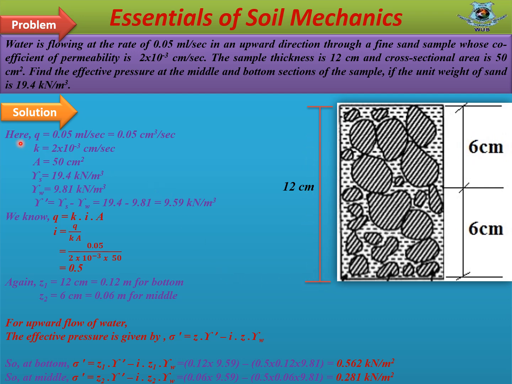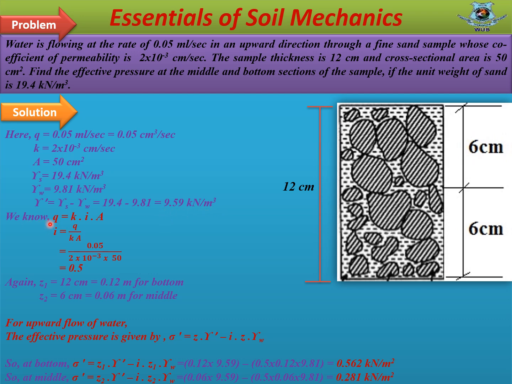Here given in the question, flow rate Q equal to 0.05 milliliter per second equal to 0.05 centimeter cube per second. Coefficient of permeability K equal to 2 into 10 to the power minus 3 centimeter per second. Cross-sectional area A equal to 50 centimeter square. Unit weight of sand gamma S equal to 19.4 kilonewton per meter cube. We know unit weight of water gamma W equal to 9.81 kilonewton per meter cube. Effective unit weight of sand gamma prime equal to unit weight of sand minus unit weight of water equal to gamma S minus gamma W equal to 9.59 kilonewton per meter cube.